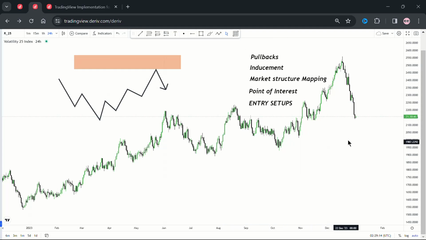Let's say you're already in a point of interest in a daily bias, or you actually know where the market is going. Where exactly are you going to enter? If you don't know these things, where exactly are you going to enter? Daily bias is very easy to understand when you master these things.